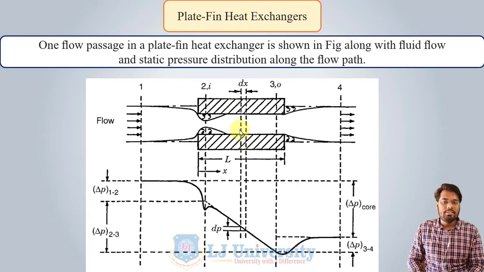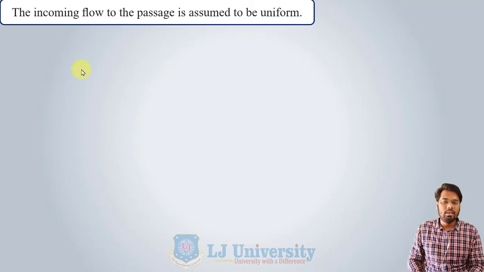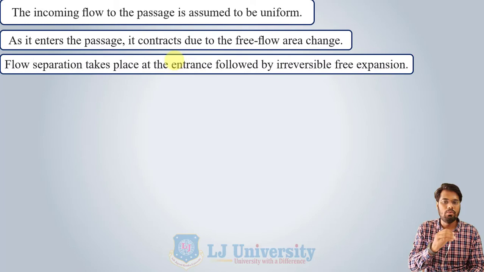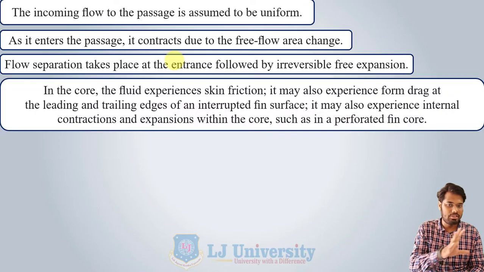This is a plate fin heat exchanger. One flow passage in a plate fin heat exchanger is shown in the figure, with the fluid flow and static pressure distribution along the flow path, which is shown in this graph. Now let's understand that the incoming flow of the passage is assumed to be uniform. As it enters the passage, it contracts due to the free flow area, as we have discussed. Flow separation takes place at the entrance, followed by the irreversible free expansion.